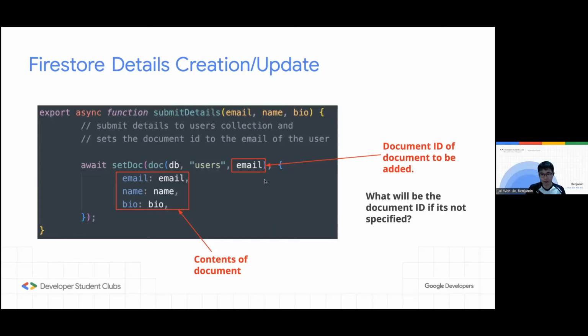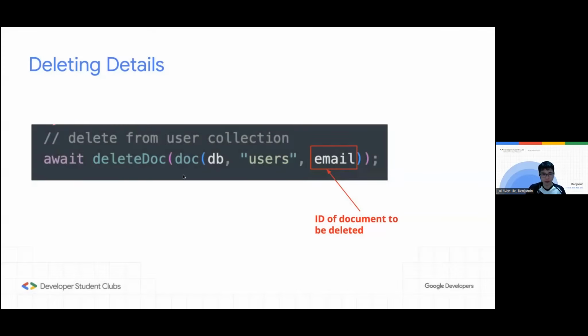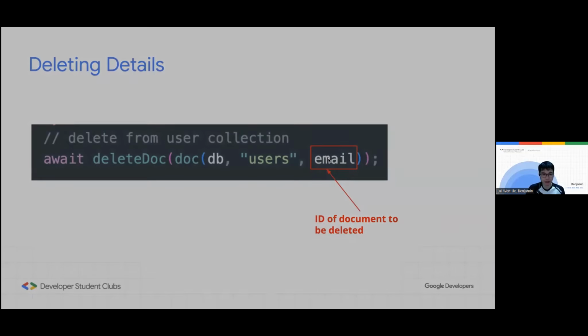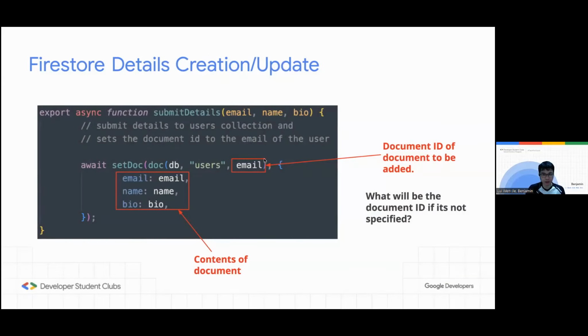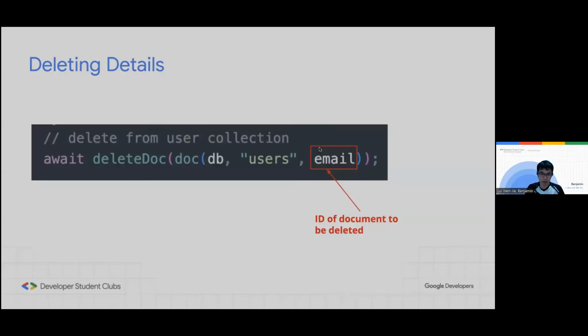So food for thought: if we do not specify the document ID here, what will then be the document ID shown in the Firestore collection? Right. Similarly, for deleting details, we are basically just deleting the document that is tied to this user email. In this case, we are specifying the ID of the document to be deleted. Hence, earlier, if you recall, when we set the document, we were using the email here. Of course, there are better ways to do this, but for the sake of the workshop and for clarity, we implemented it this way.